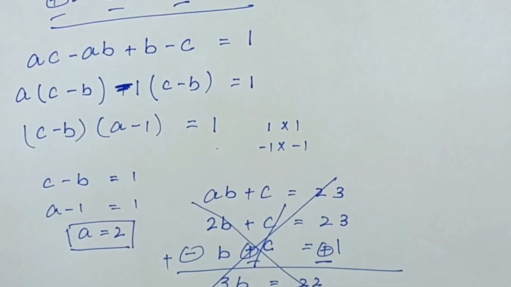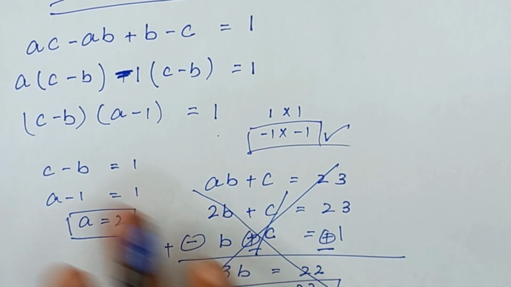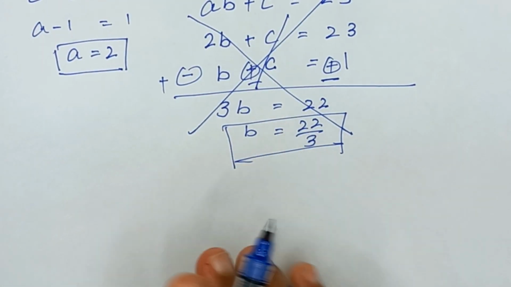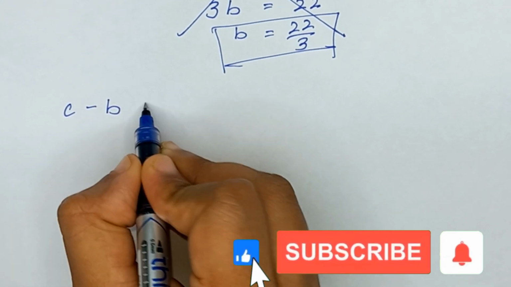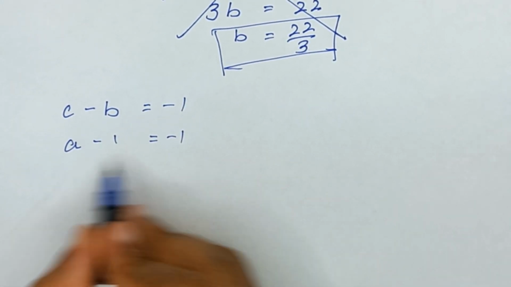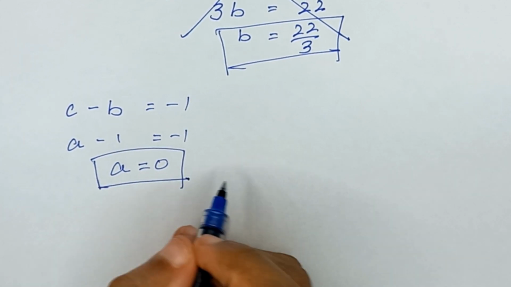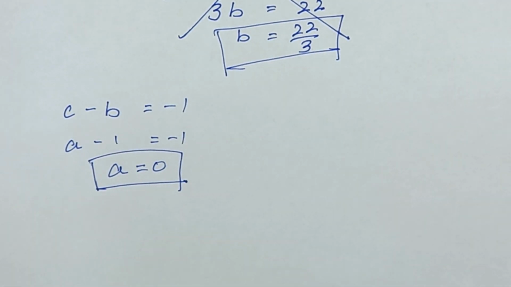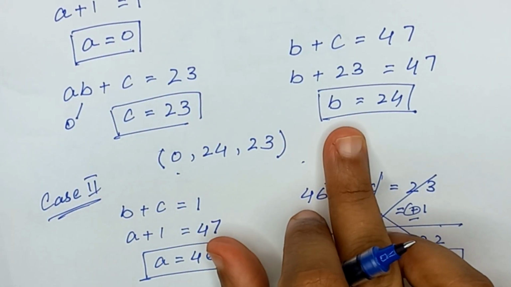Okay, now we'll solve this question with case 2, which is C minus B is negative 1 and A minus 1 is also negative 1. C minus B will be negative 1 and A minus 1 will also be negative 1. So from here A will be equal to 0. Now you can see that it is the same as in case 1. If A is equal to 0, then B will be equal to 24.